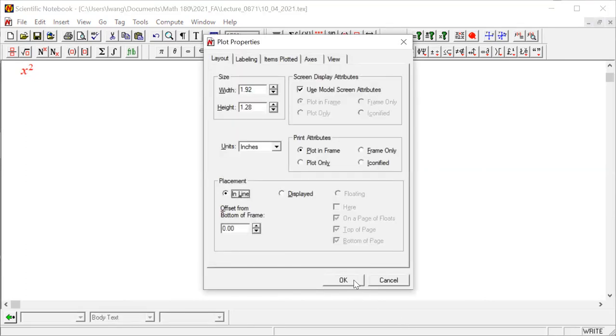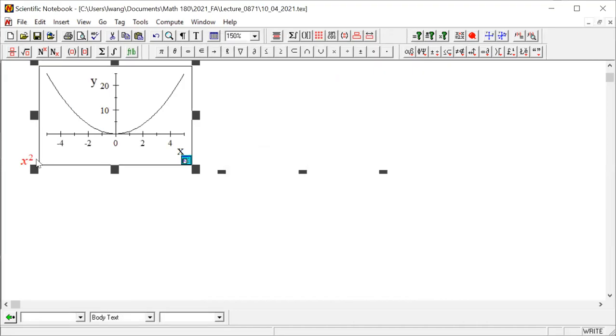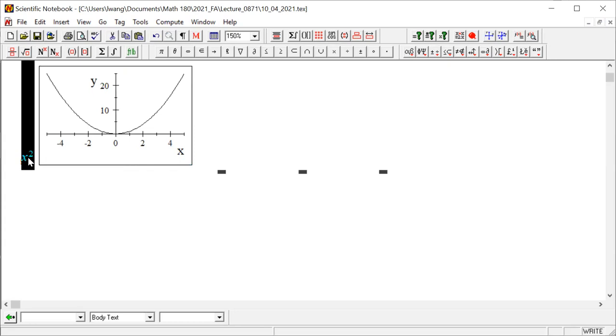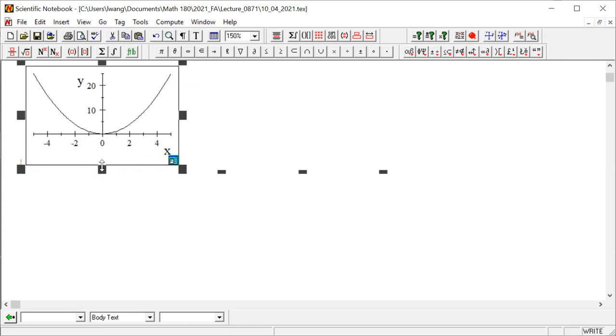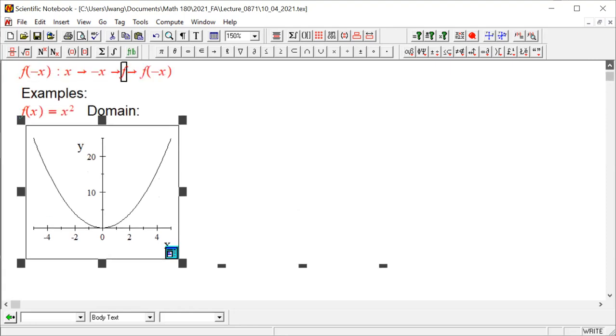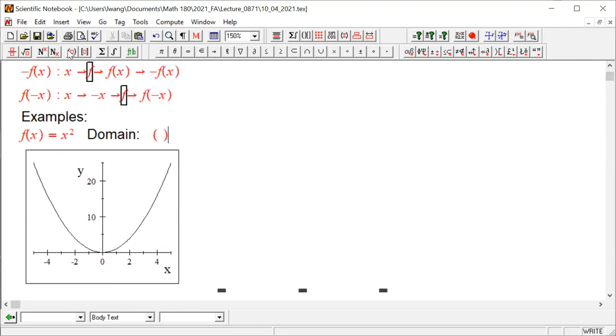And in terms of the even odd concept, how is this visually observed? We know the domain is all real numbers, right? Domain is all real numbers.